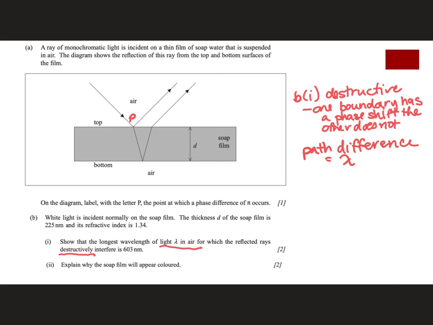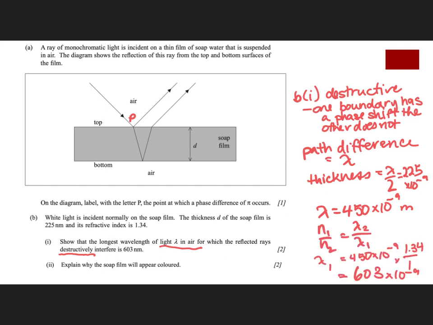Okay, so we've got the path difference. That means the thickness is going to be lambda over 2. And in this case, they gave me the value of D. And that will give me a wavelength of 450 nanometers. But we're not done. That's actually going to be the wavelength in my soap film. What I need is the wavelength in the air. And when I put my values in, I'm going to get 603 nanometers.